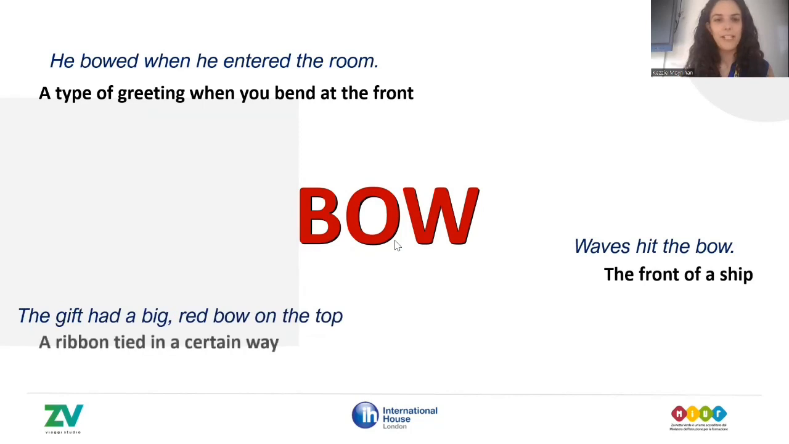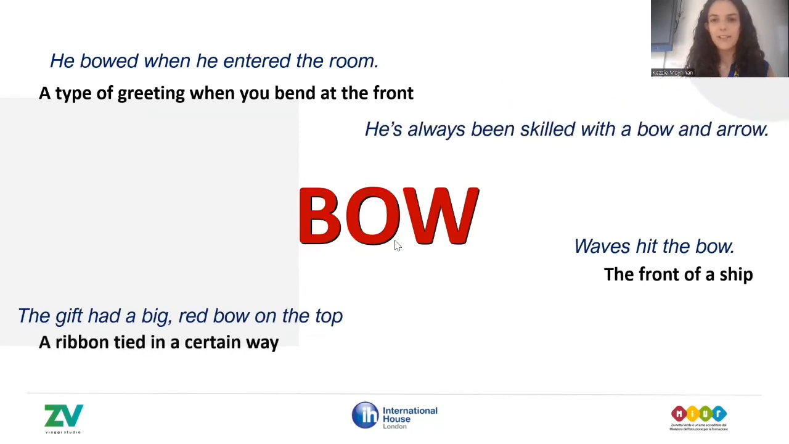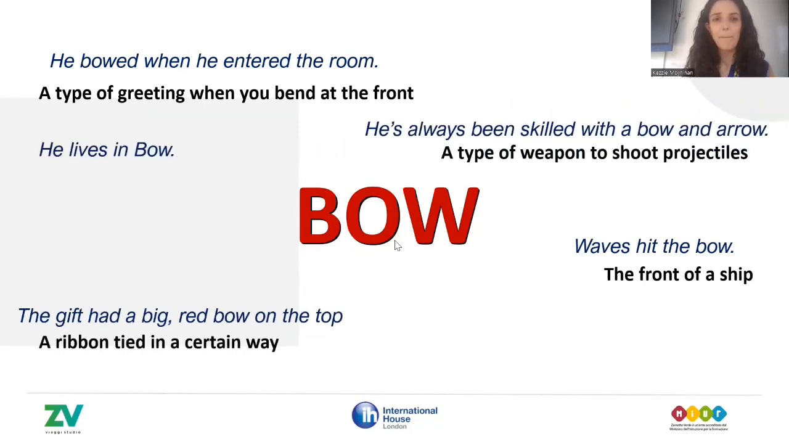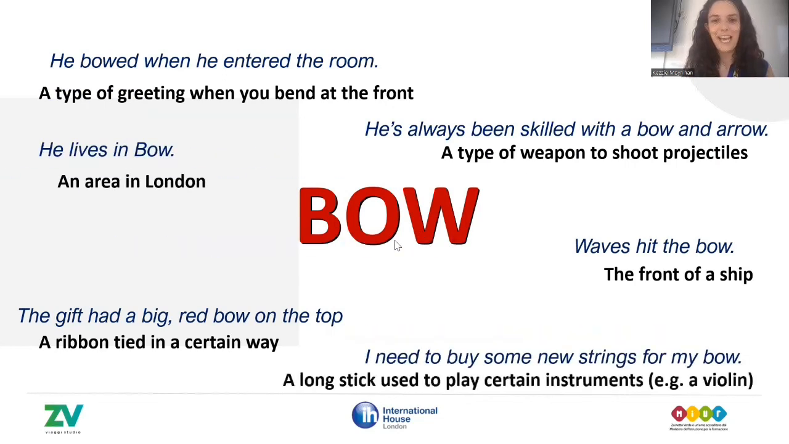Here we have a variety of different meanings and contexts for a single word, bow or bow. As you can see, it has multiple meanings and therefore multiple uses. It can be a type of greeting, a type of weapon, an area, a part of a ship, a ribbon tied in a specific way, or a long stick to play certain instruments like a violin. Quite complicated for students. So how, as a teacher, can we examine the different ways this word is used?